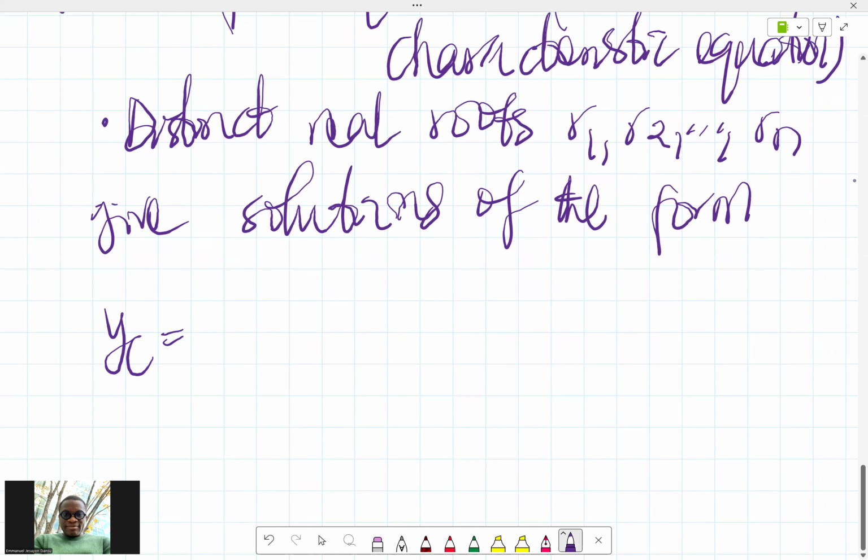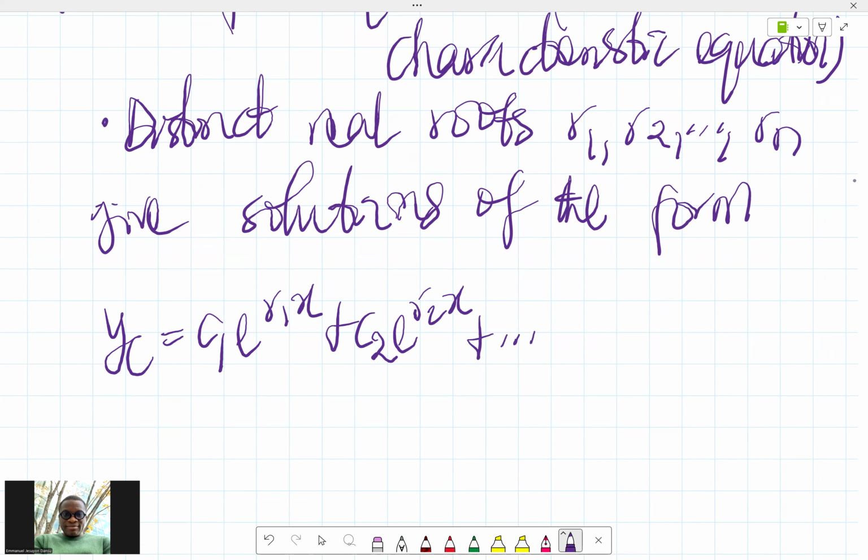y_c equals c_1 e^(r_1 x) plus c_2 e^(r_2 x) plus all that plus c_n e^(r_n x). Okay, those are for distinct roots.